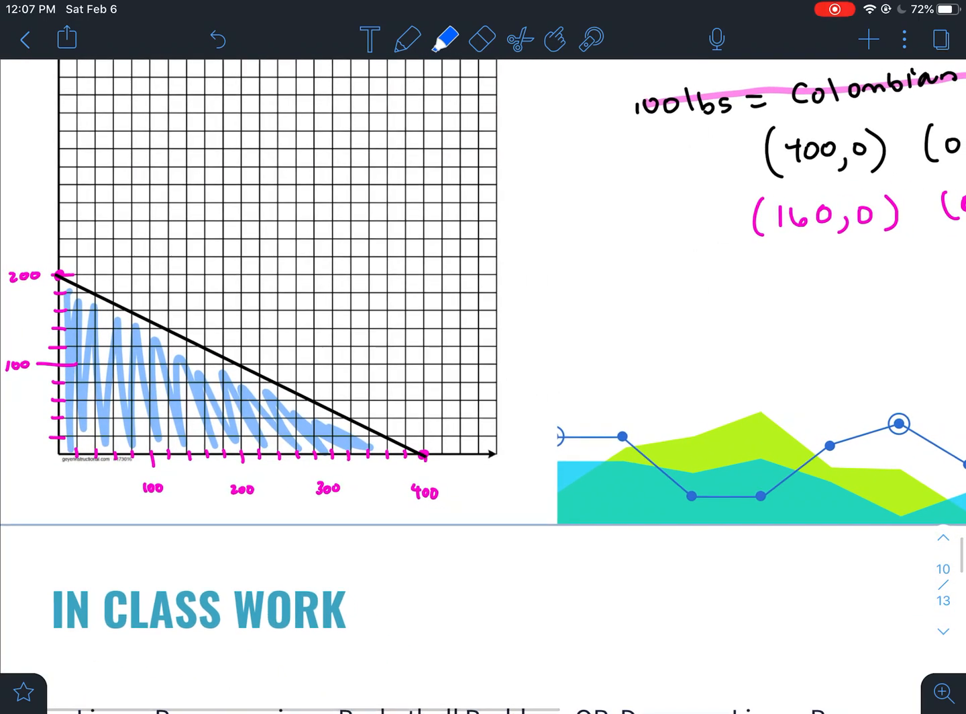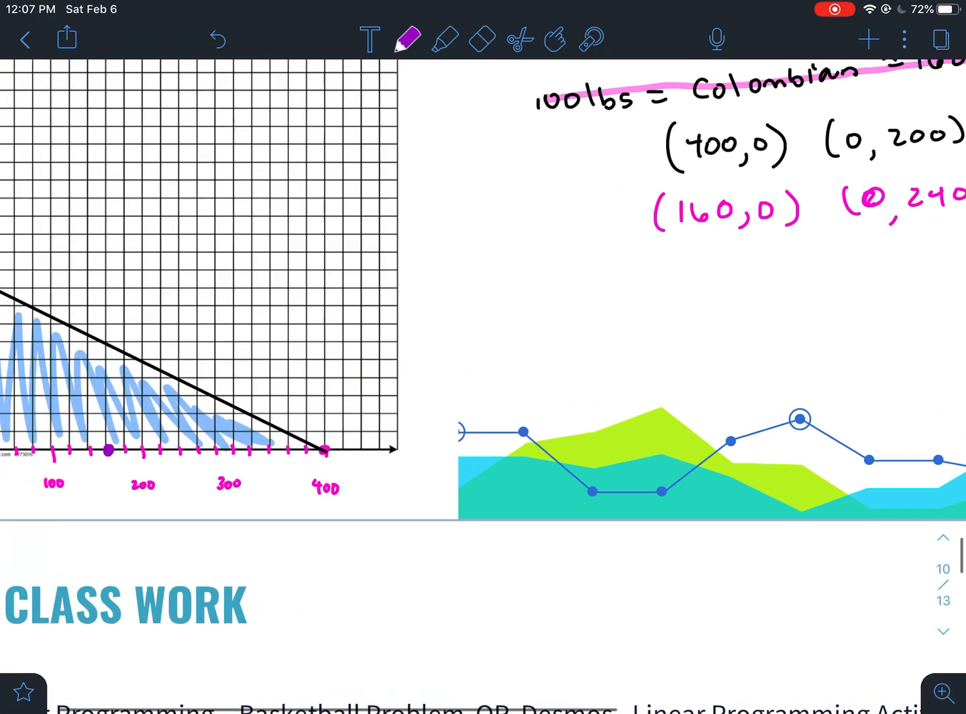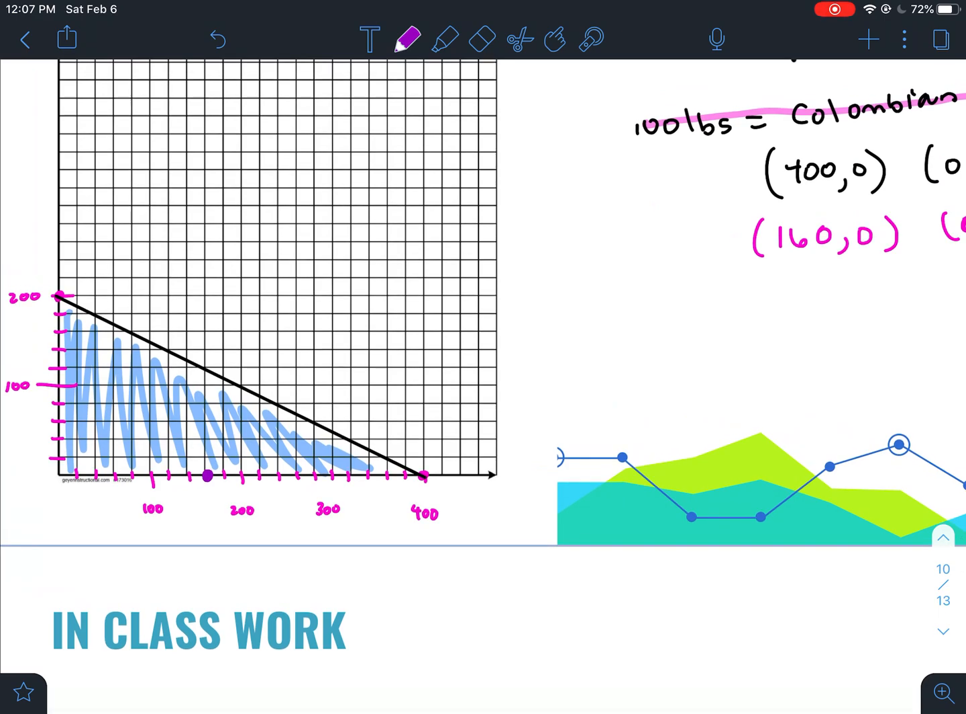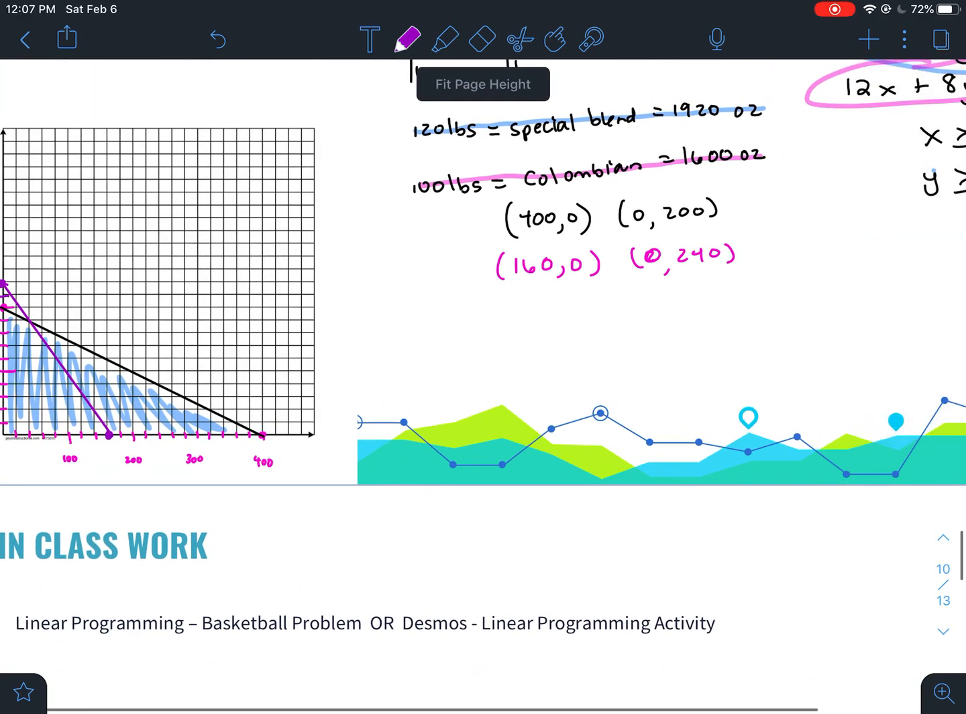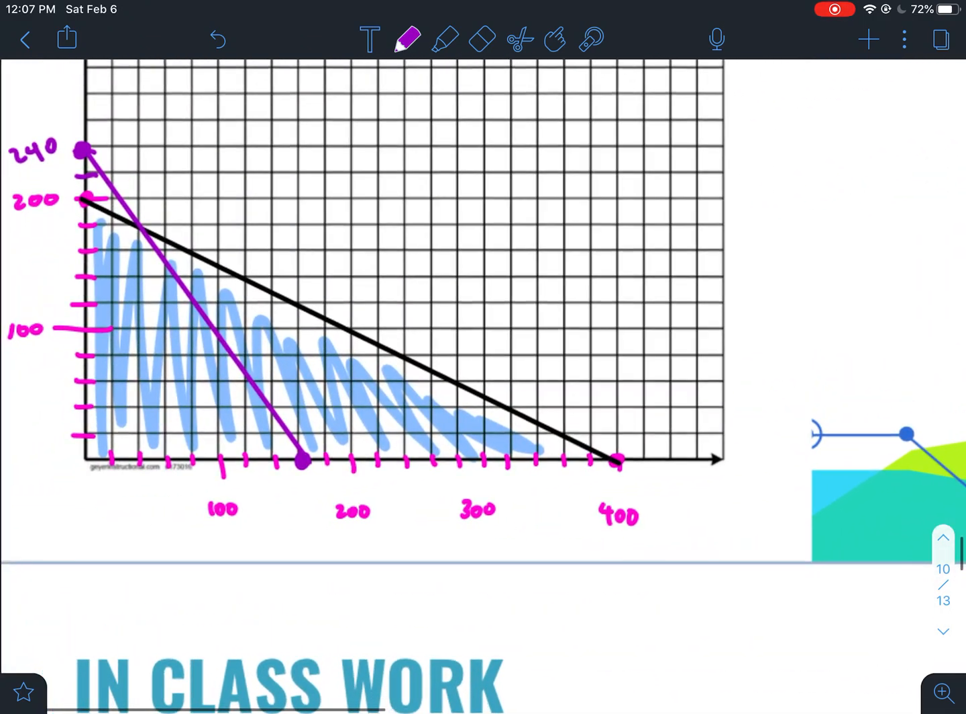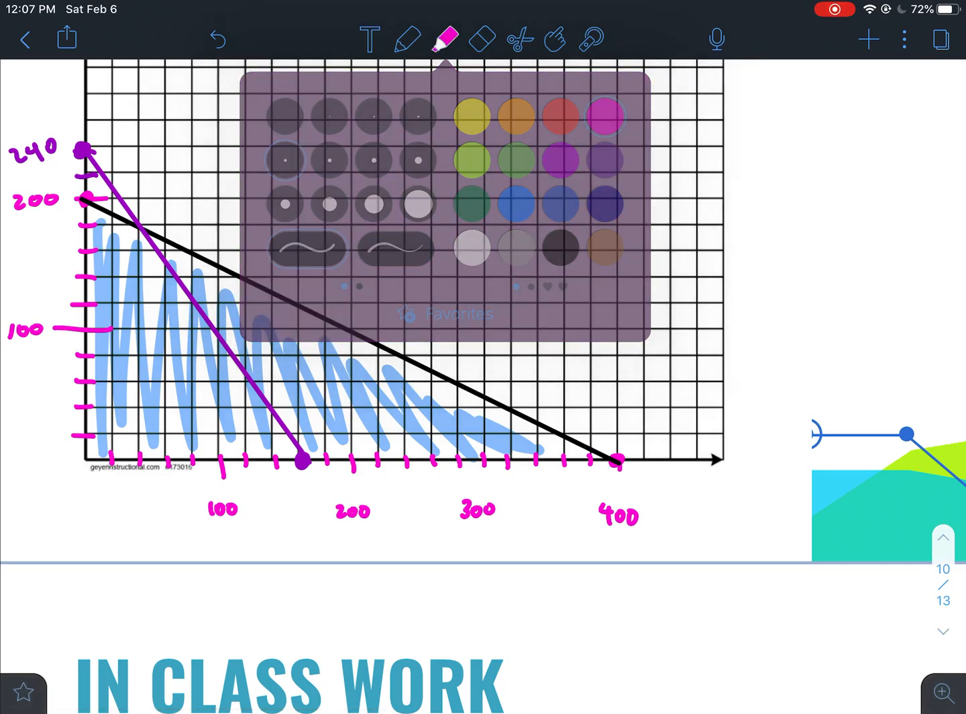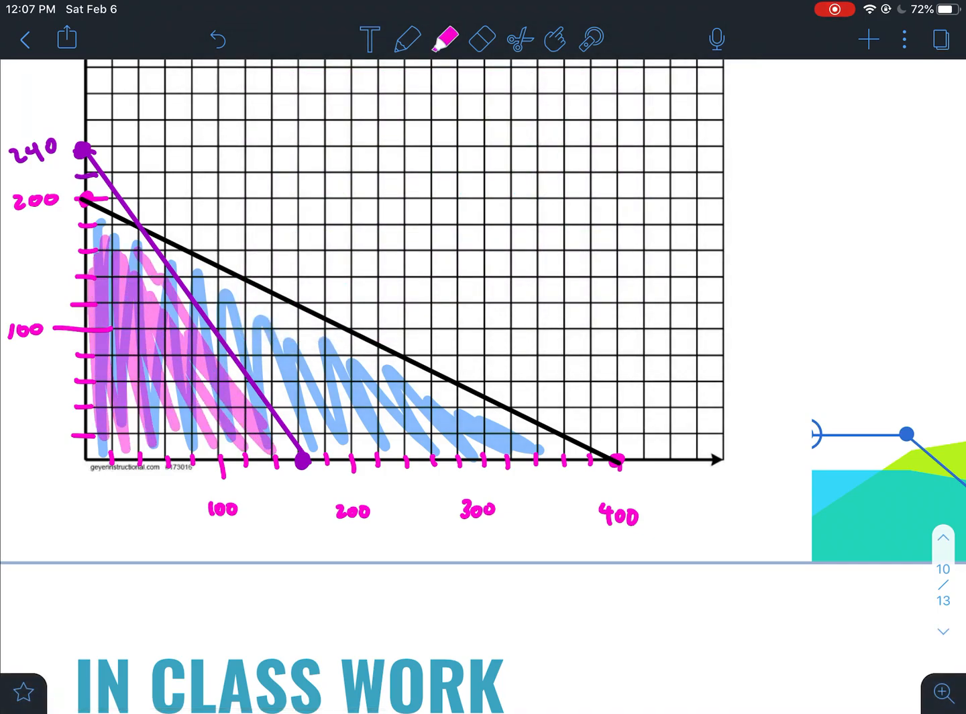And then my other intercepts were 160, 0. So 160, so 20, 40, 60. And then at 0 to 40, here is 240. And then I'll connect those. And then we want it to be less than that, so we're going to shade below there. So my solution set is going to be that little trapezoidy looking shape. And so let's erase the rest that we don't want. So we don't want this blue area in here.